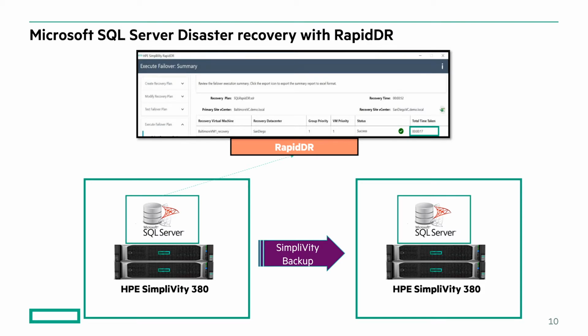RapidDR is another application that we use to fail over your entire data center. With RapidDR, you have the option to fail over multiple VMs. You can re-IP the environment, and we can bring it up with just one click.